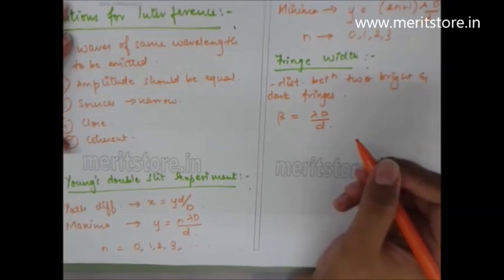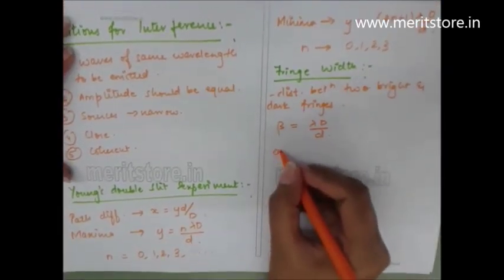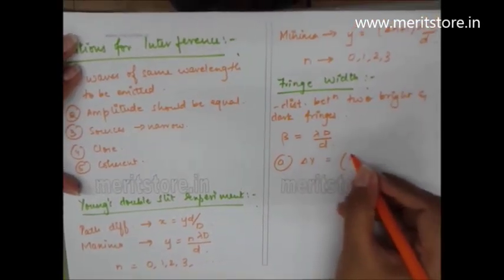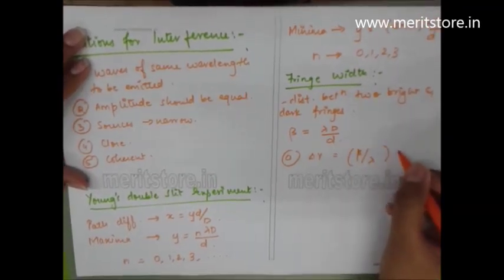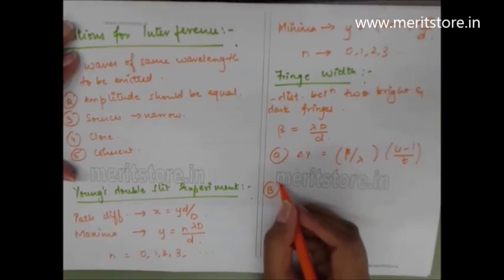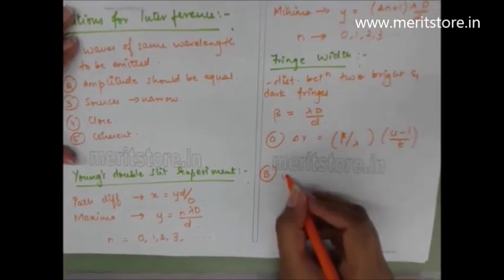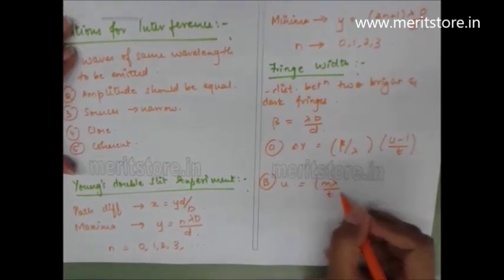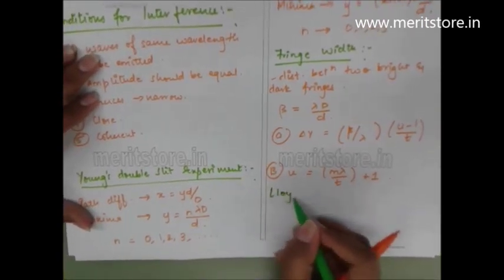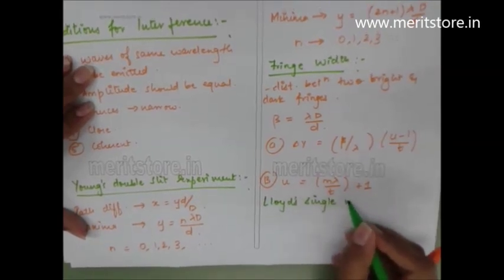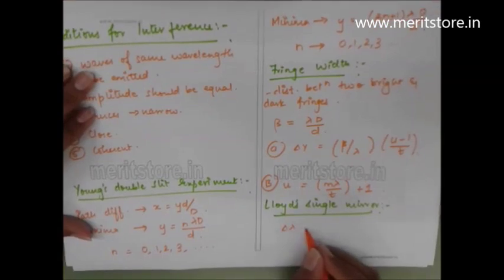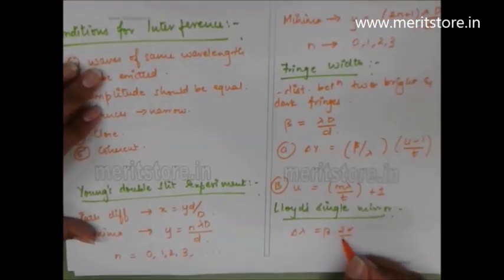The displacement of fringes due to introduction of a thin transparent medium can be given as, when the shift for a particular order of fringe is delta y is equal to beta divided by lambda multiplied by (mu minus 1) into t, that is thickness. The shift across a particular point of observation is given as. For Lloyd's single mirror, the change in lambda is given as beta multiplied by 2 alpha upon d.